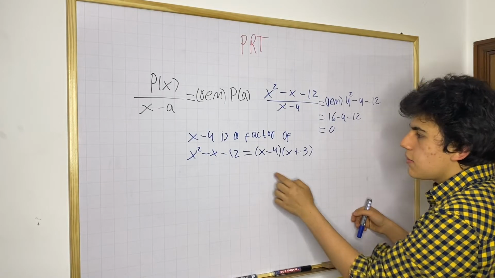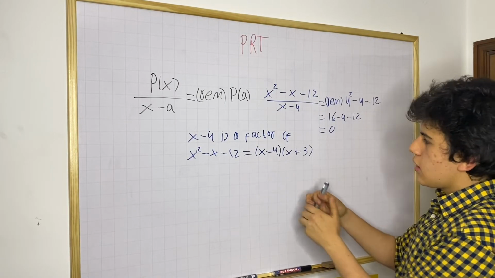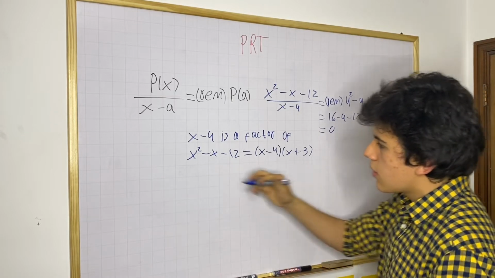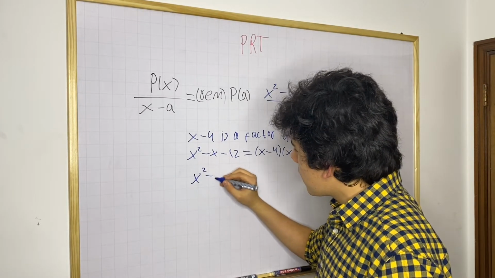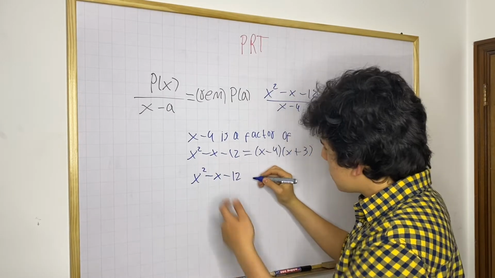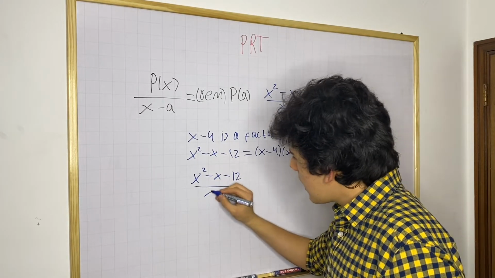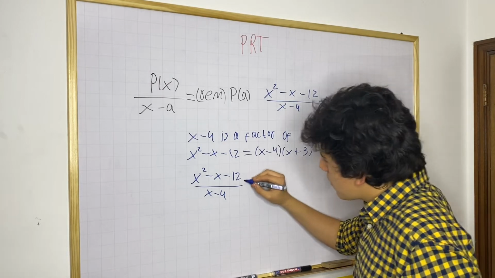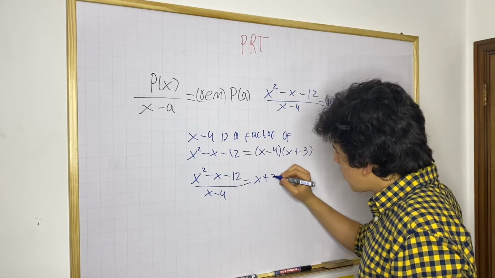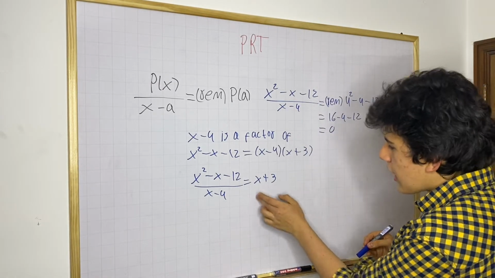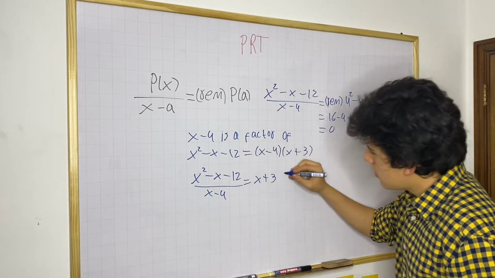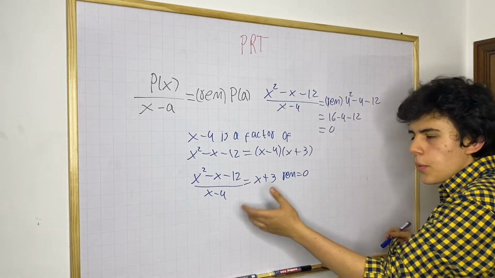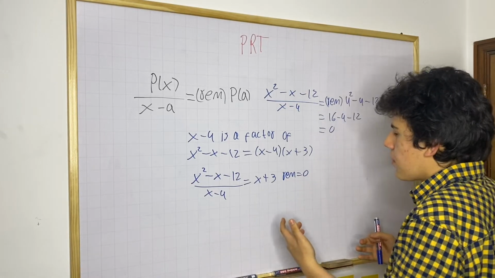And this makes sense because what you can do is divide both sides of this equation by x minus 4, and you would get what we had before: x squared minus x minus 12 divided by x minus 4. And this should be equal to this value right here, x plus 3, with a remainder of 0, okay?